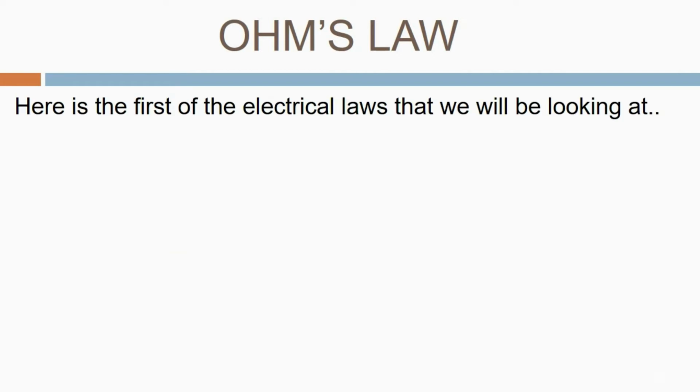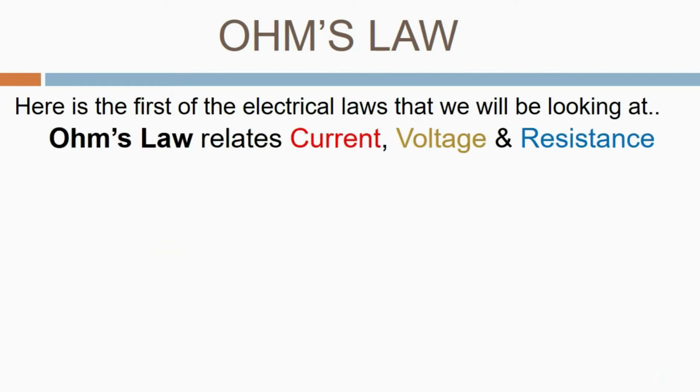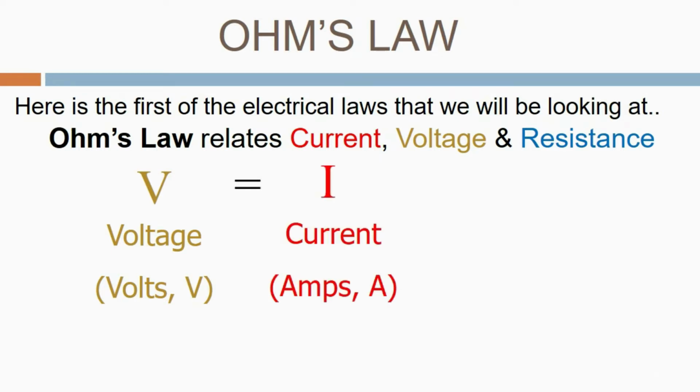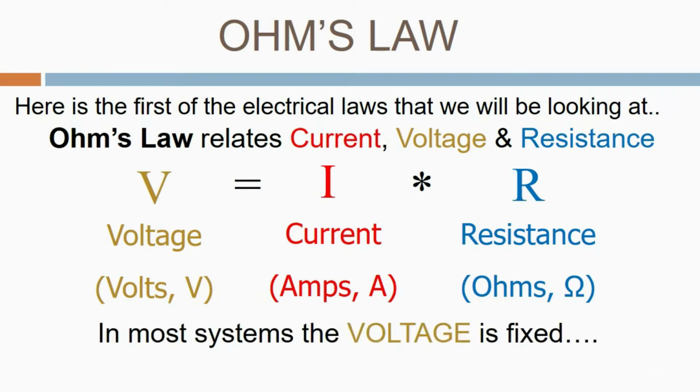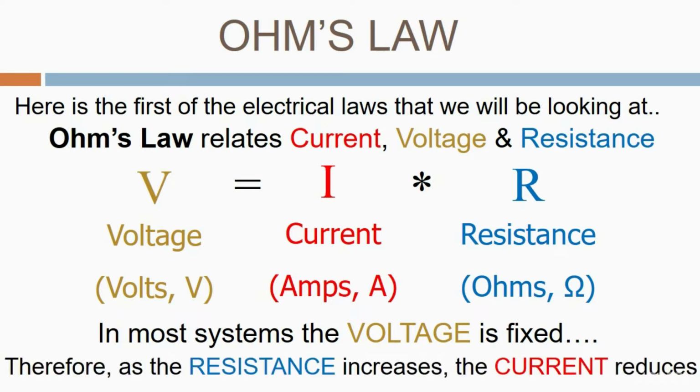Here is the first of the electrical laws that we'll be looking at. Ohm's law relates current, voltage and resistance. V, which is the voltage measured in volts, equals I, which is the current measured in amps, multiplied by R, which is the resistance measured in ohms. In most systems the voltage is fixed. Therefore, as the resistance increases, the current reduces.